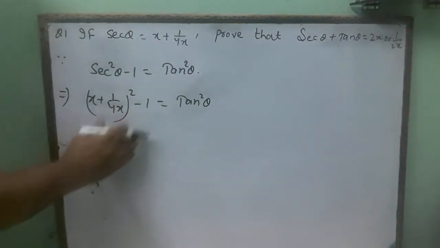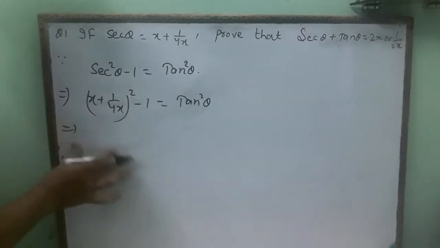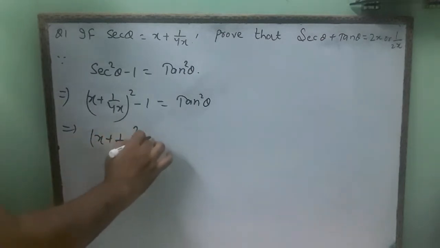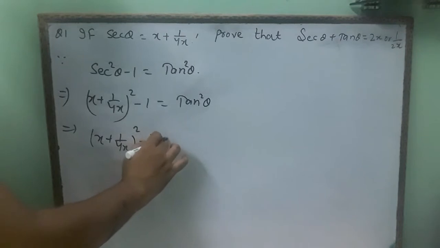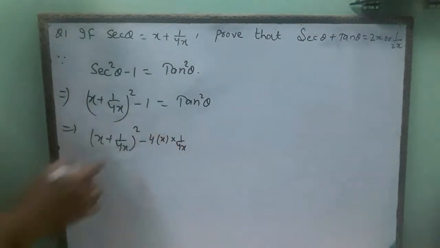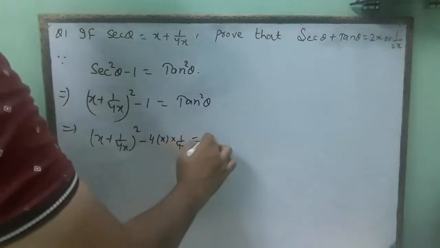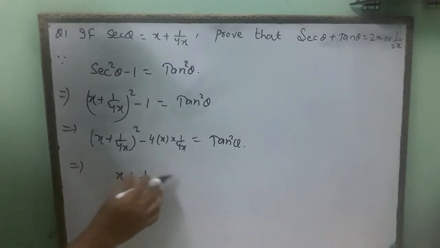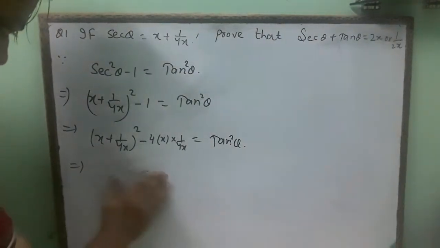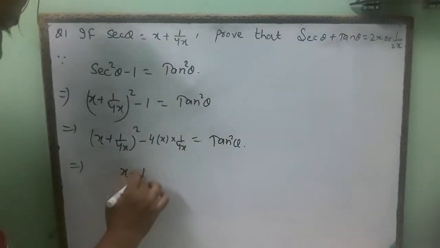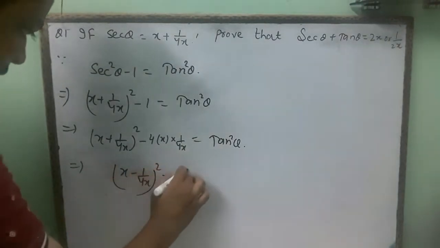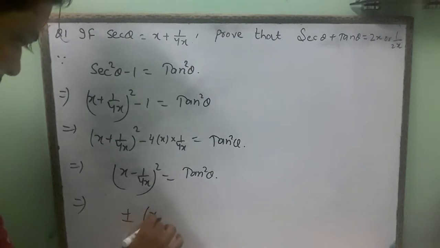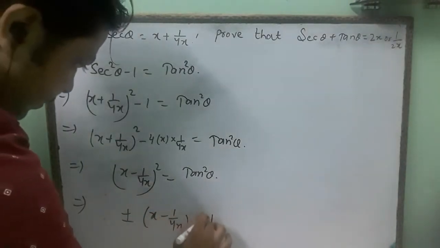So we need to transfer this one. Write (x plus 1 by 4x) whole square minus 4 into x into 1 by 4x. The 1 will be transferred to this side. Now it is tan square theta. Now this whole will become (x minus 1 by 4x) whole square is equal to tan square theta. After removing the square, it will be plus minus (x minus 1 by 4x) is equal to tan theta.